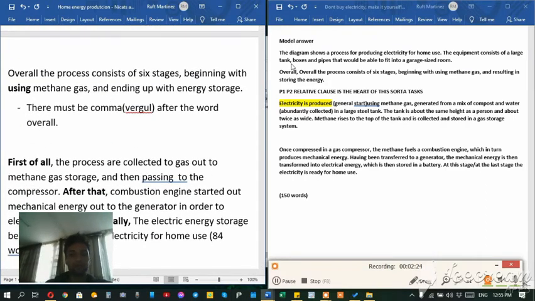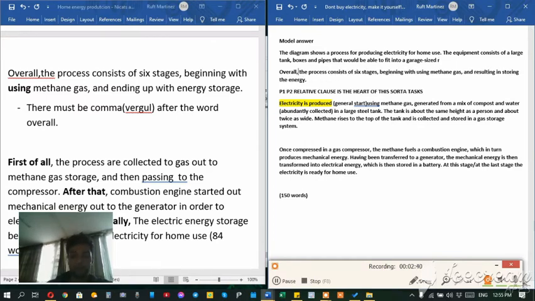I have my overall here. After the word overall, you have to use a comma. Don't forget to use that. You have to use a comma after overall. I did write it 2 times. So overall, the process consists of 6 stages.